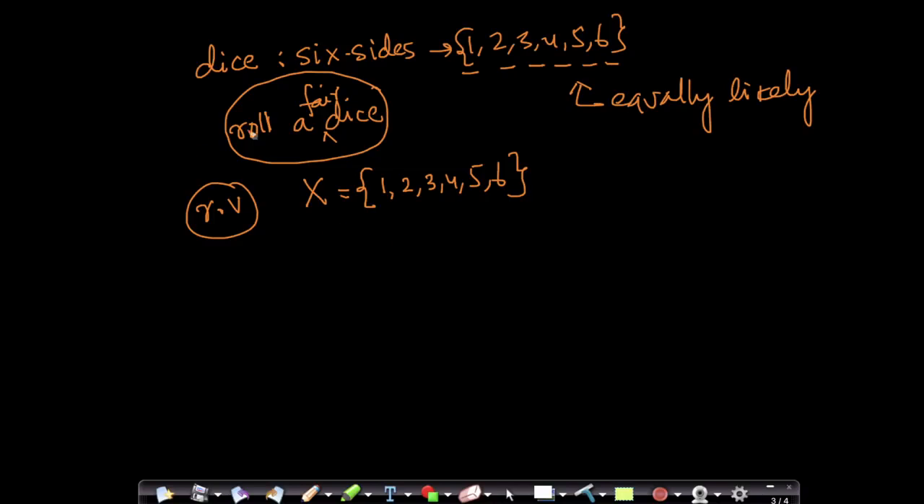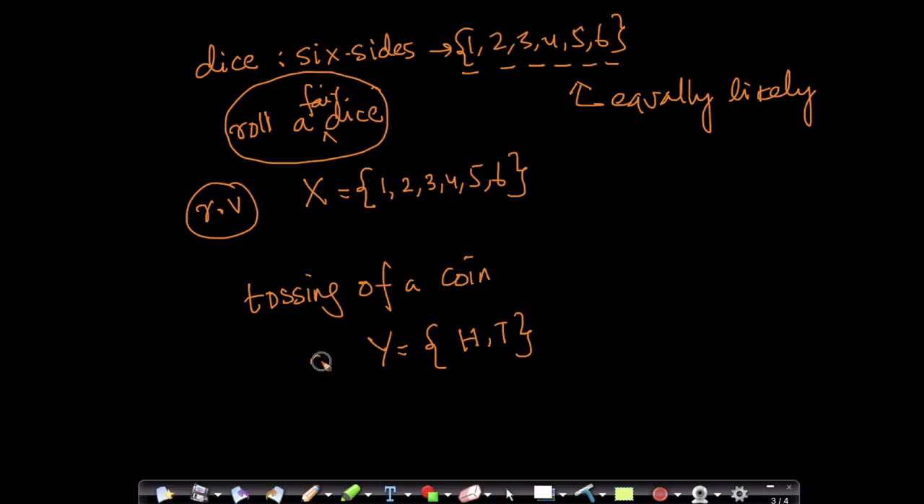Having understood this, let's take another example: tossing a coin. Tossing a coin is a random experiment. Let's call that random variable y. What values can it take? It can take head or tail, and both of them are equally likely. So y is also a random variable which can take one of the outcomes of this random experiment, which is nothing but tossing a coin.